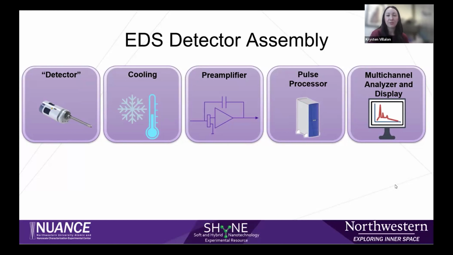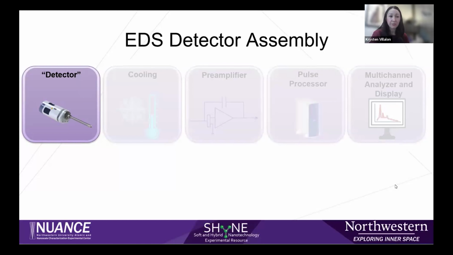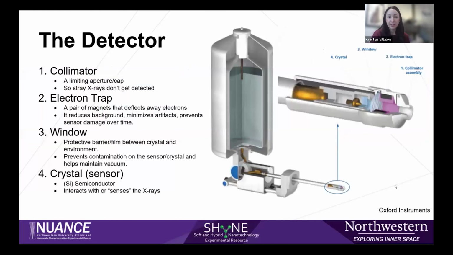Obviously, the detector part is sort of the main topic of today. It's the part really involved in sensing, detecting the X-rays, but even that detector is made up of its own components. And then there's all these other parts, cooling, the preamplifier, the pulse processor, and the multi-channel analyzer that are also really important to ultimately getting the data for your analysis. So I'll talk first about the detector. The detector is made up of generally 4 parts.